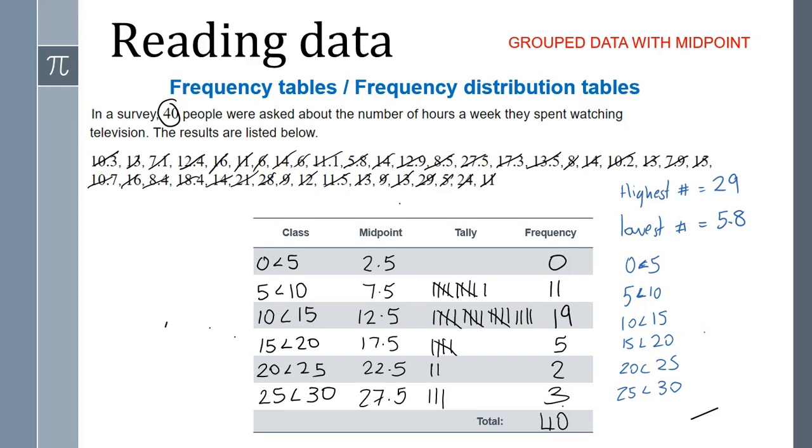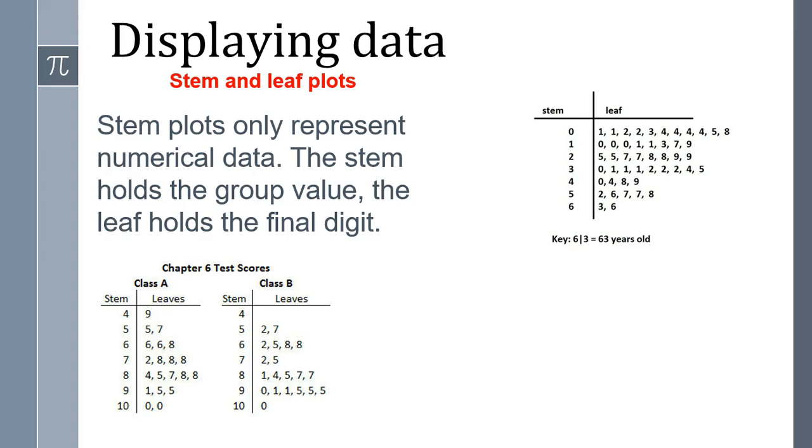We're going to have a look at another way of displaying data, which is the stem and leaf plots. Okay, so stem and leaf plots only work for numerical data, which means that it has to be numbers.